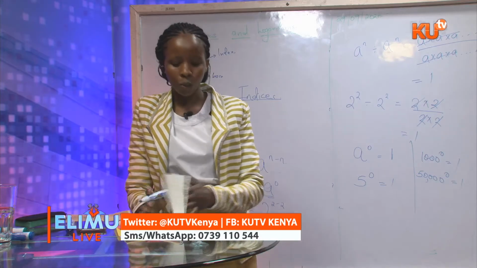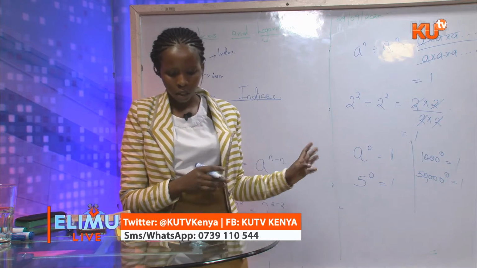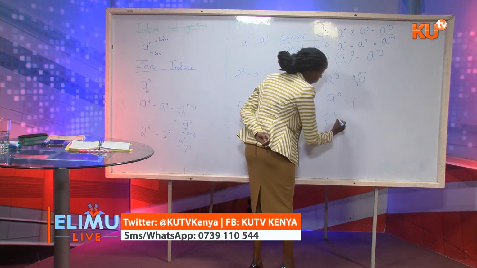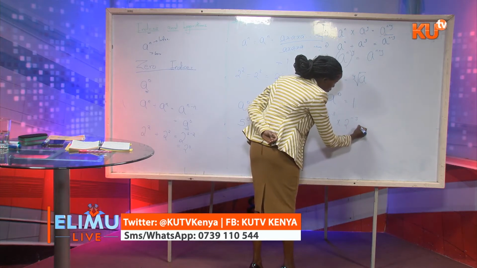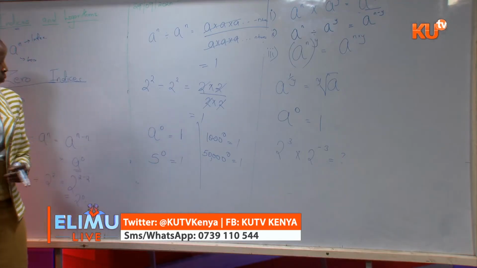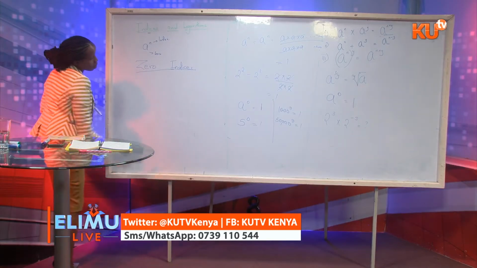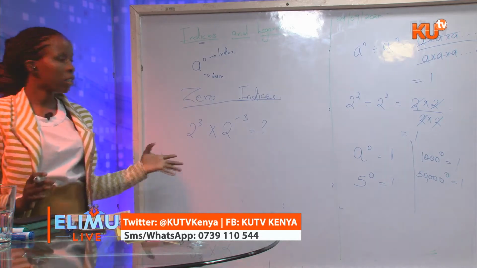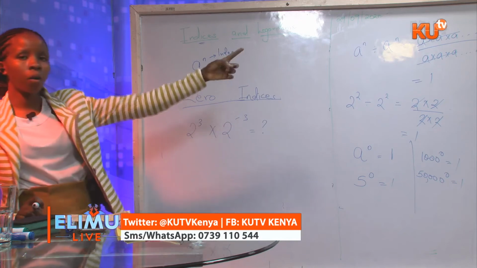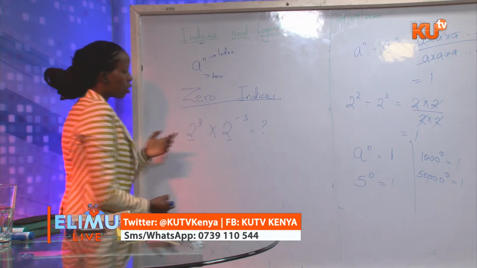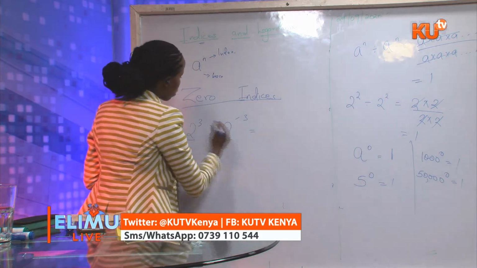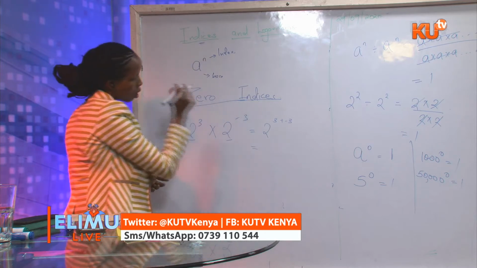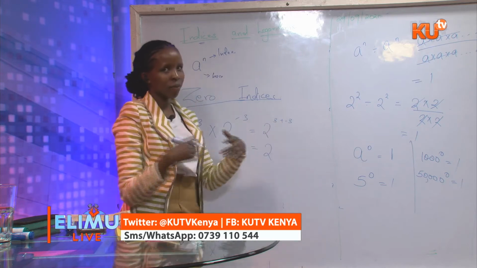Remember I said that these will really help us when solving questions on powers or indices. So for example, if I have 2 raised to 3 multiplied by 2 raised to negative 3, what is it equal to? Which law of indices do we use here? First, we use our first law of indices, the multiplication. Our bases are the same. So what do we do to the powers? We add the powers. So this will be 2 raised to 3 plus negative 3. 3 plus negative 3 is 0.